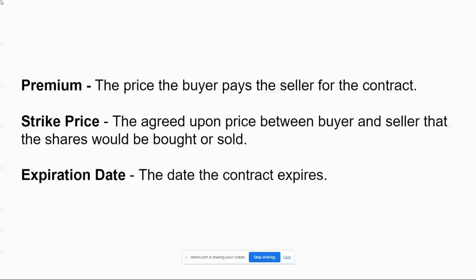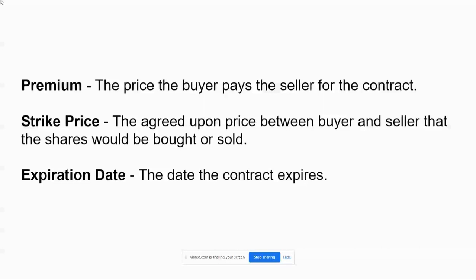The premium is the price the buyer pays the seller for the contract. Now, what is the contract for? The contract is for 100 shares. It's always 100 shares, so one contract equals 100 shares to be either bought or sold at a specific price. And that specific price that the buyer and the seller agreed upon is called the strike price.